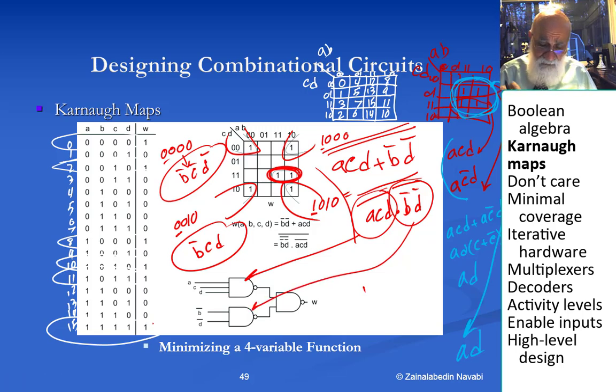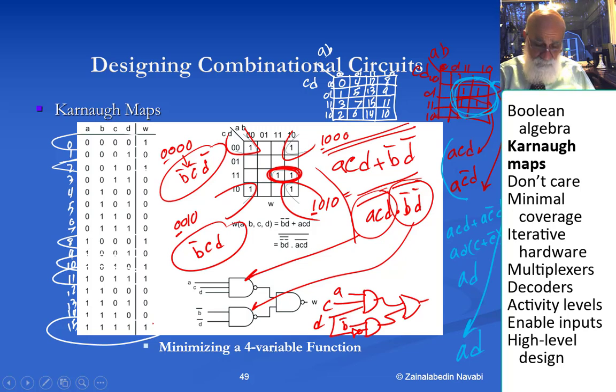I'm going to show you another way of doing the same thing. We could start with ACD, B bar, D bar, and OR them together. I can take a line and put two bubbles on the two ends of it. So this is an AND, this is an AND.